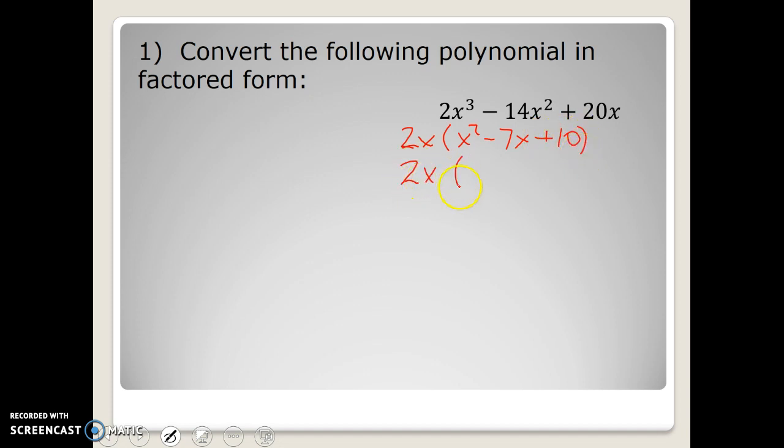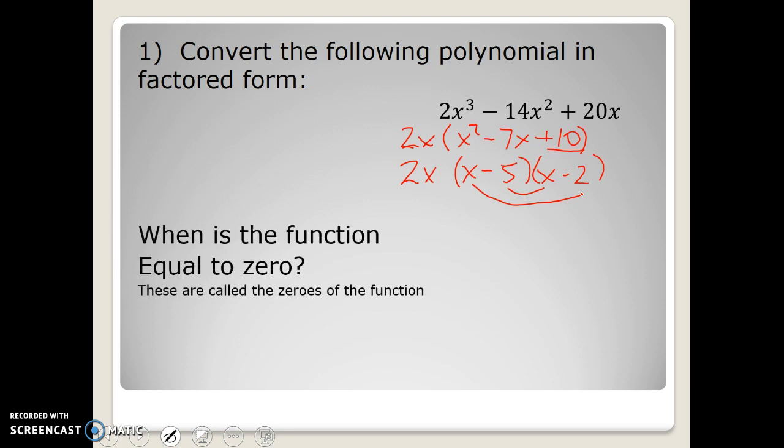So now I'm going to go ahead and factor this factor. I have x times x gives me x squared, and if I multiply negative 5 times negative 2, that gives me positive 10, but negative 5x and a negative 2x gives me negative 7x. And so in factored form, we have 2x times x minus 5 times x minus 2.